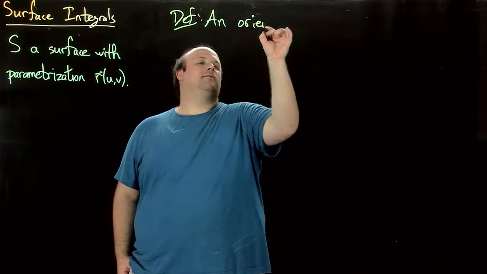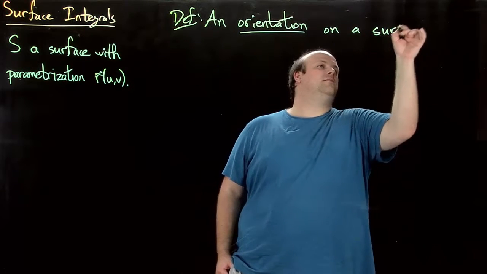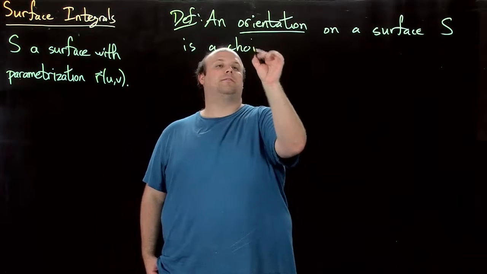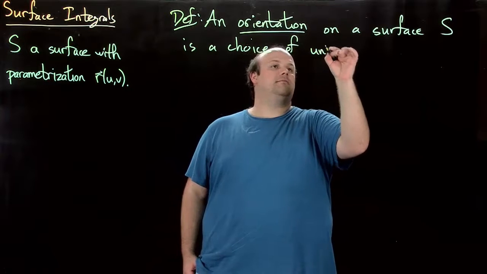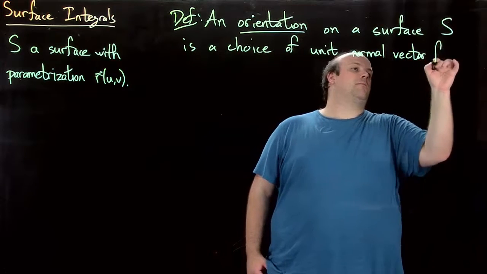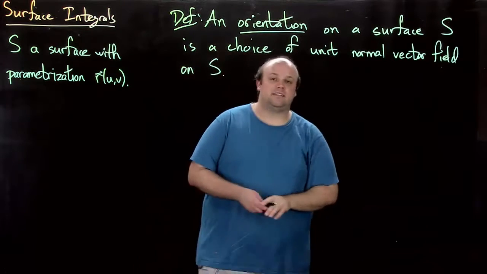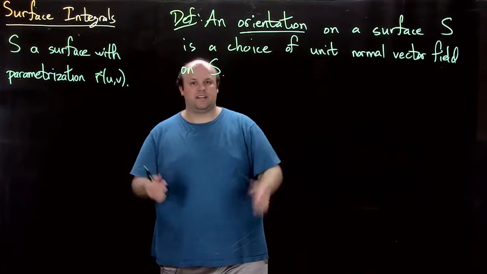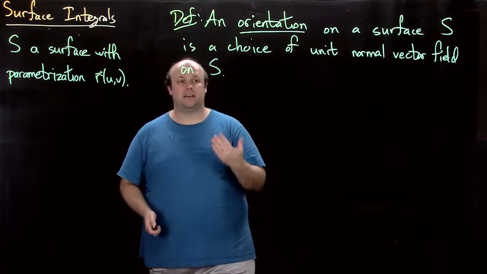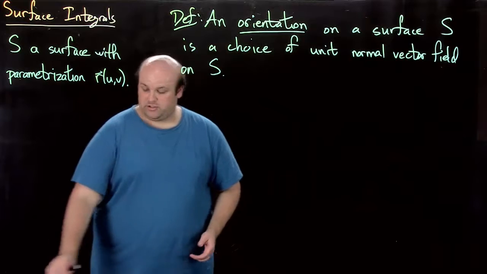An orientation on a surface S is a choice of unit normal vector field on S. That is a vector field on the surface S such that at every point of S it gives a vector which is perpendicular to S and has magnitude 1. Let's sketch what this should look like.